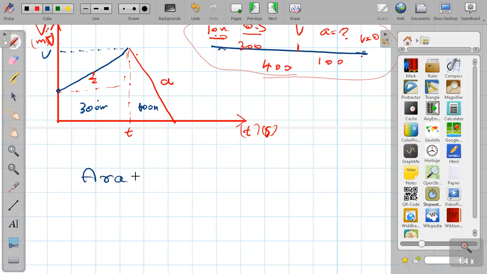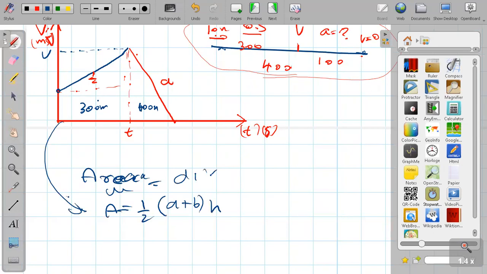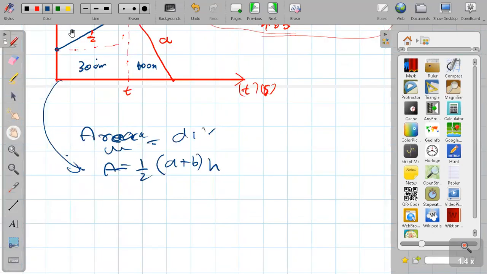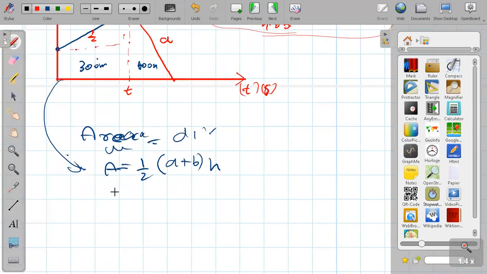The first thing you can get is the area. The area under the graph is the displacement. So what is the area? Area equals half times (a plus b) times h, because this is a trapezium. So the area is 300.